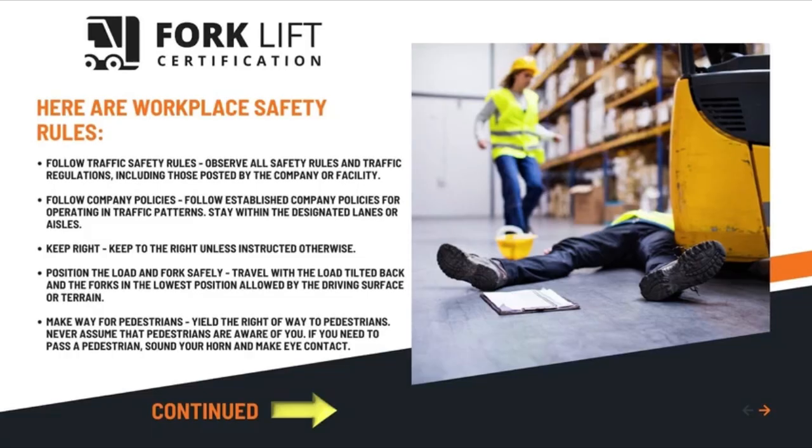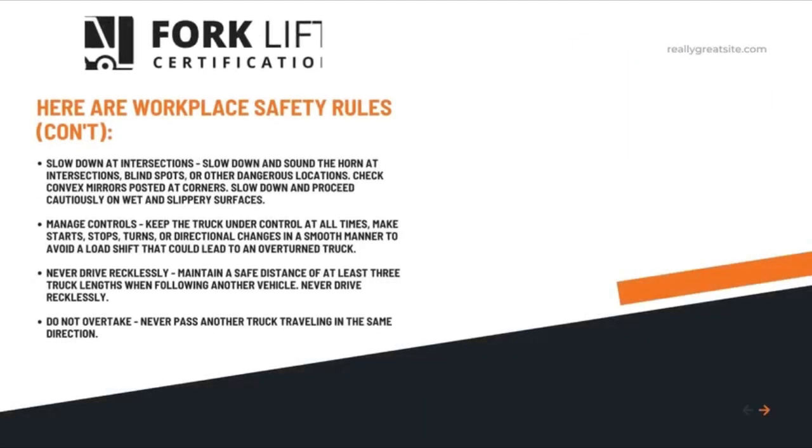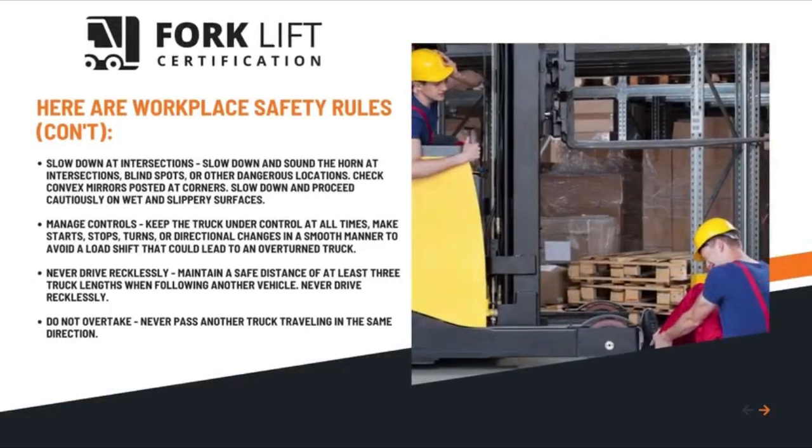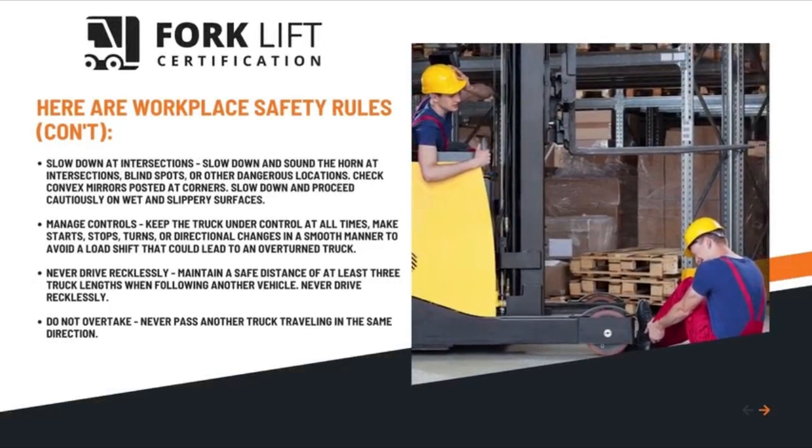Make way for pedestrians. Yield the right of way to pedestrians. Never assume that pedestrians are aware of you. If you need to pass a pedestrian, sound your horn and make eye contact. Slow down at intersections. Slow down and sound horn at intersections, blind spots, or other dangerous locations. Check convex mirrors posted at corners. Slow down and proceed cautiously on wet and slippery surfaces.